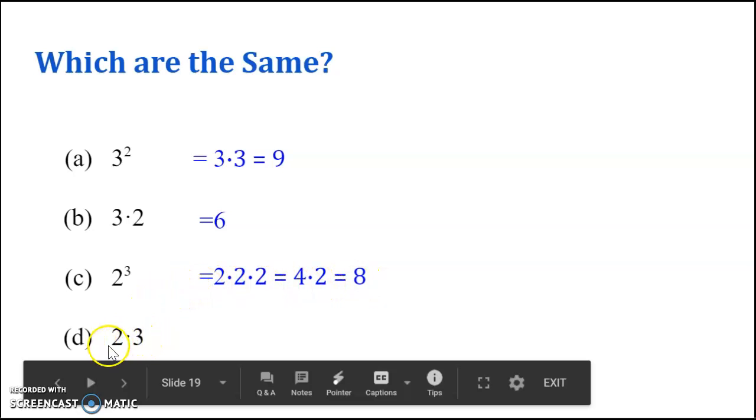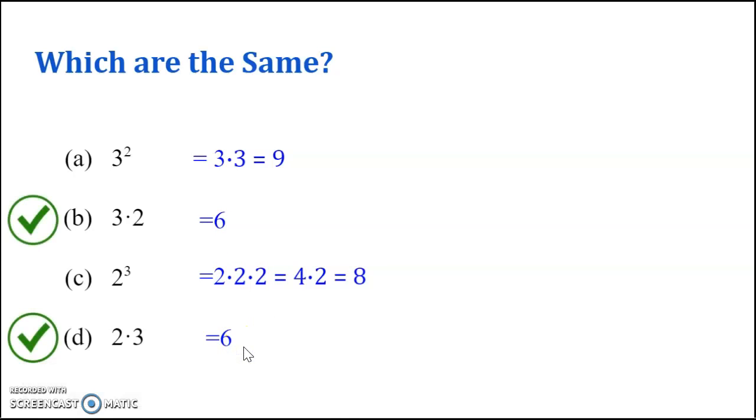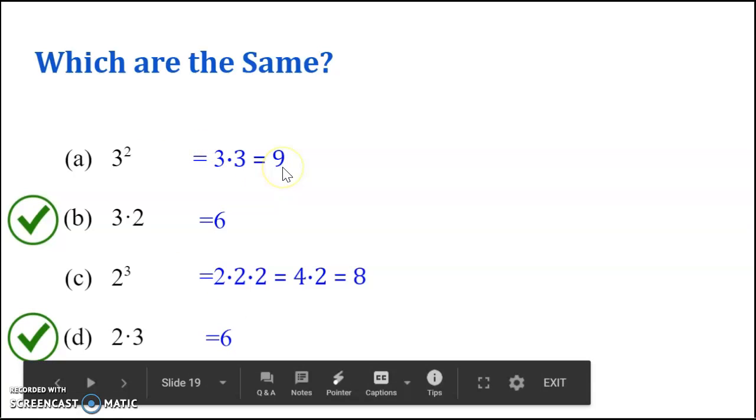And then D is 2 times 3, which is 6. Okay, notice that the 6 here and the 6 here are the same. But this is a very different number. This is a very different number.